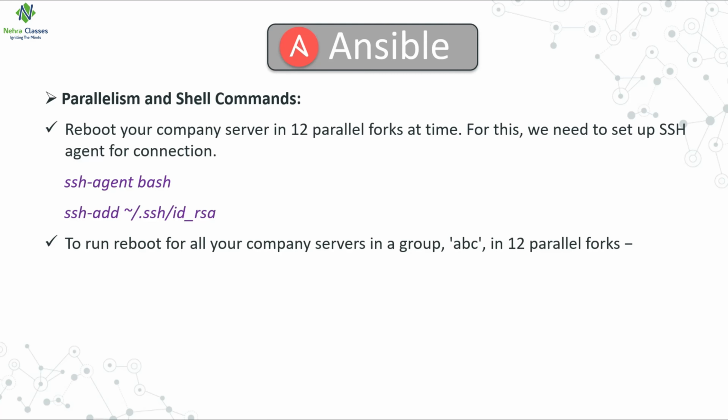Then to run reboot on all your company servers in 12 parallel forks, you will have to execute this command like this. First you will write Ansible, then you will mention the group name, that may be any name like abc, and after that you will pass the argument with option -a, and there you will clearly mention the path to the binary file of the command which you are going to execute, like /sbin/reboot, and after that you will mention -f for the forking, and you will write there 12 because you want to do it in 12 parallel forks. So this command will reboot your company servers in 12 parallel forks at a time.